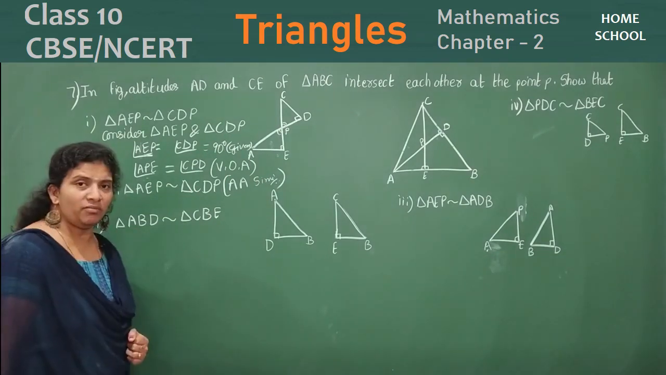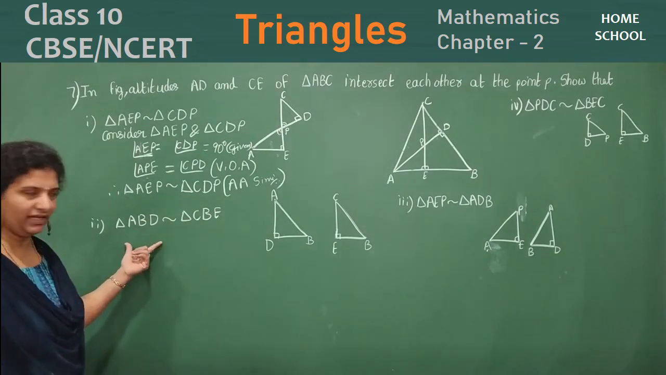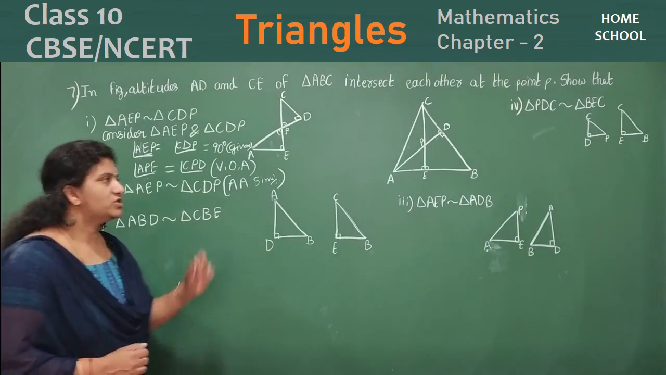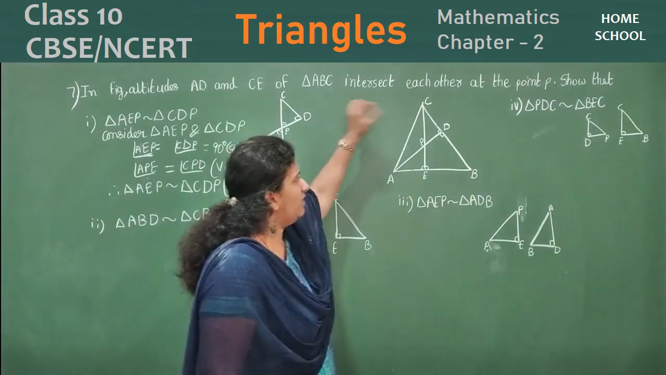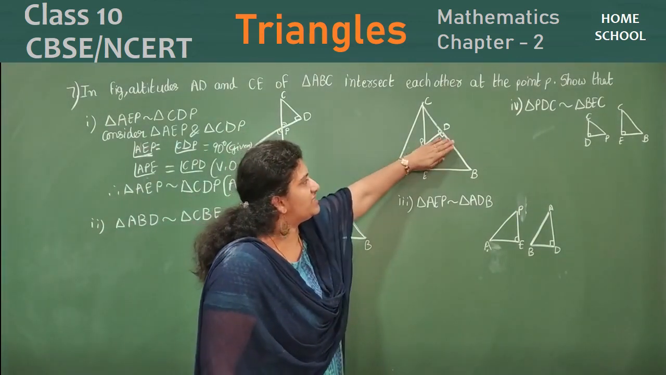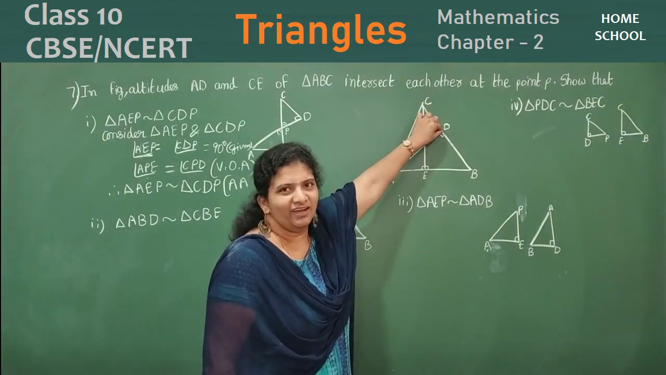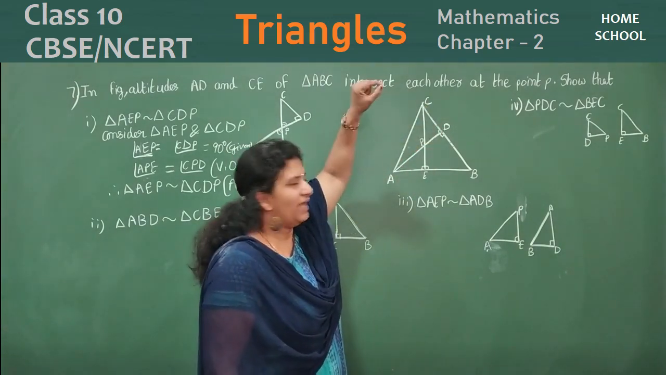Let's look at the second problem here. Triangle ABD similar to triangle CBE, I need to prove. So pick the two triangles here. ABD, where is ABD? This is ABD, right? So I just pick the D letter here. Pick the D letter up and put it here.